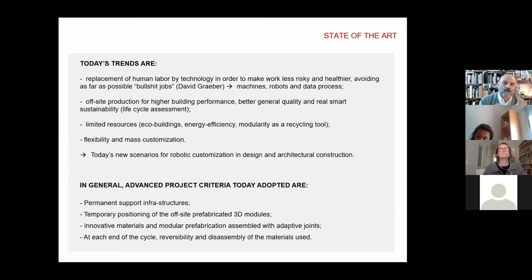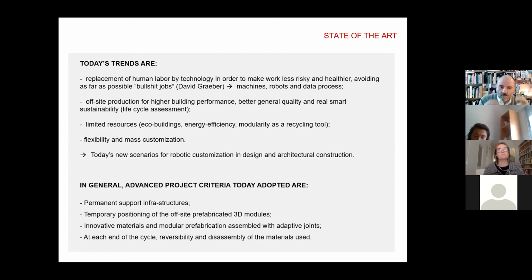So bullshit jobs are all those kinds of jobs that in reality it is possible not to do in order to obtain some kind of situation. For example, in the designing process, there are really a lot of bullshit jobs that we could discuss. Off-site production, in order to obtain higher building performance, better general quality, smart sustainability in terms of material, life cycle process, and so on and so on. Limited resources, so taking care of the resources at our disposal.